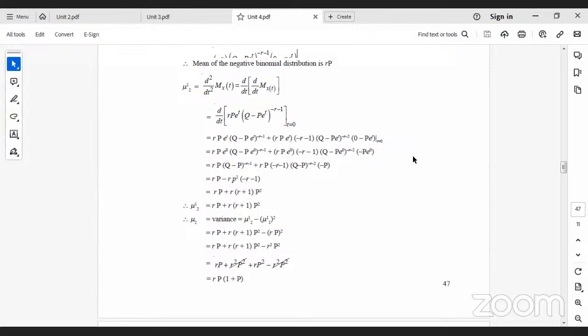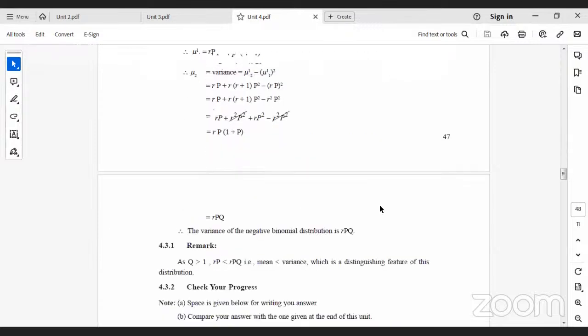So variance, mu 2 is equal to mu 2 dash minus mu 1 dash whole square, which is rP plus r into r plus 1 into P square minus rP whole square. So rP plus r into r plus 1 P square minus r square P square. Expanding, r square P square plus r P square minus r square P square, and the r square P square terms cancel, leaving rP plus r P square. Taking rP common, we get rP into 1 plus P, that is rPQ. So the variance of the negative binomial distribution is rPQ.